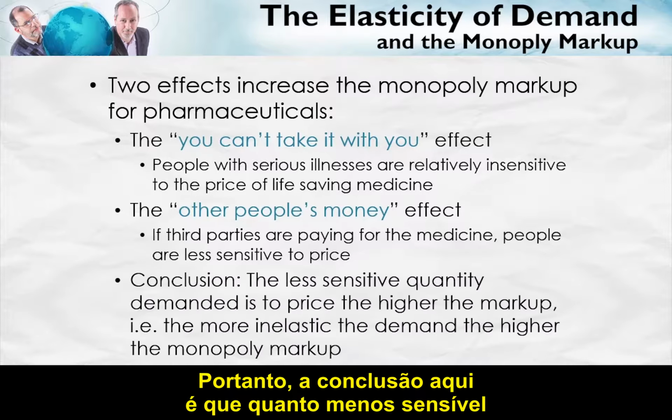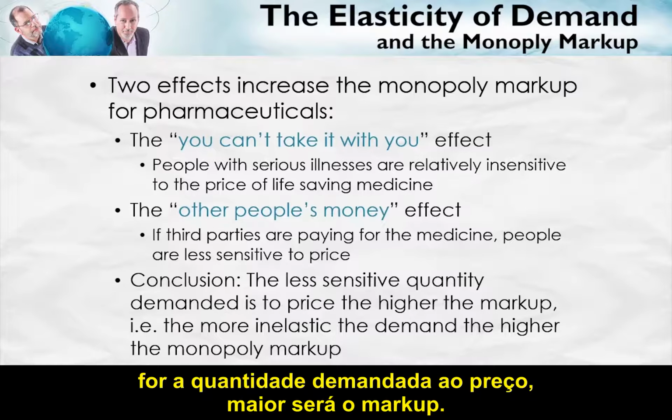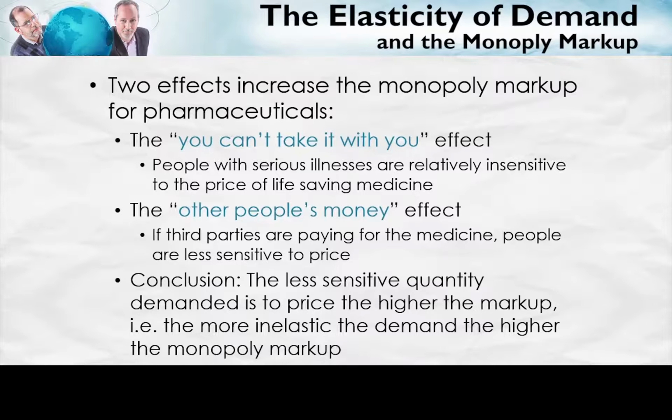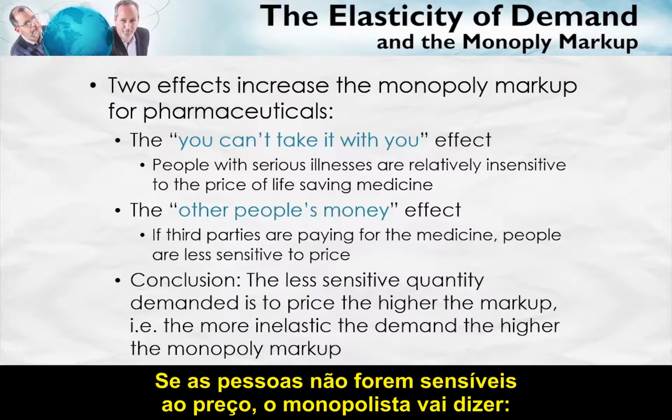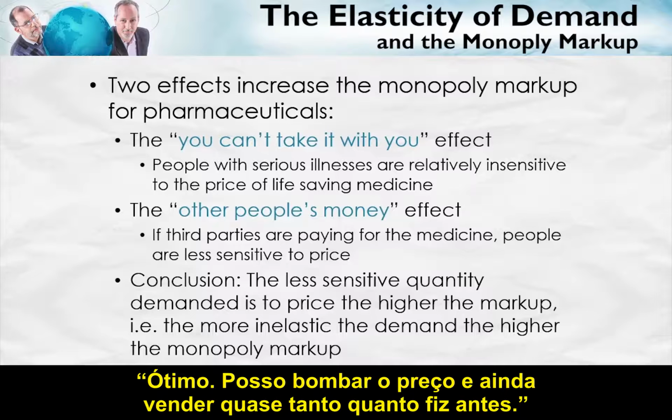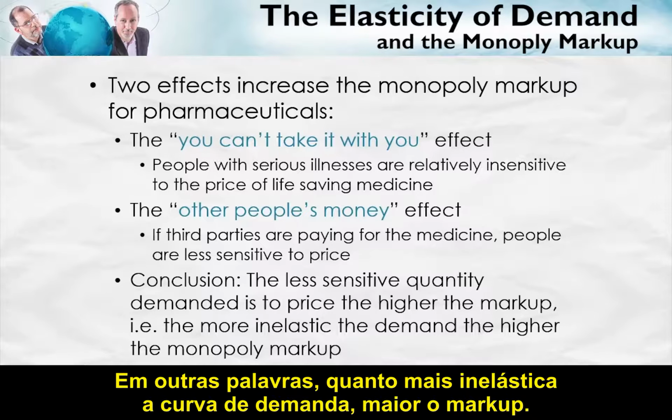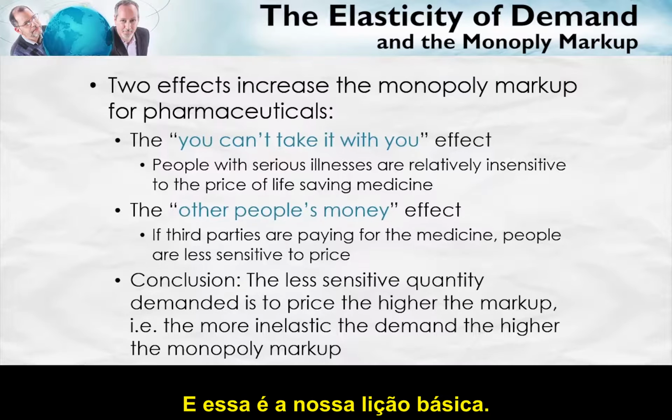So the conclusion here is that the less sensitive quantity demanded is to price, the higher the markup is going to be. If people aren't sensitive to the price, the monopolist is going to say, great, I can jack up the price and still sell almost as much as I did before. In other words, the more inelastic the demand curve, the higher the markup. And that's our basic lesson.